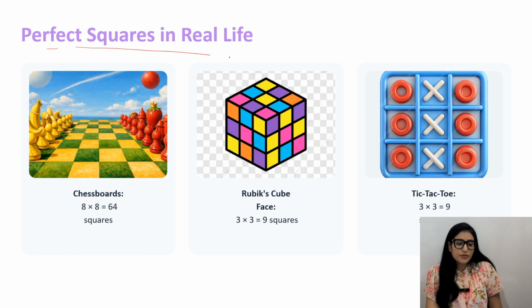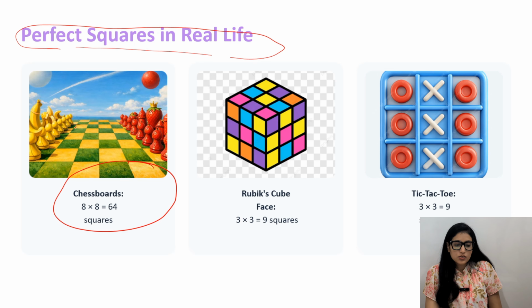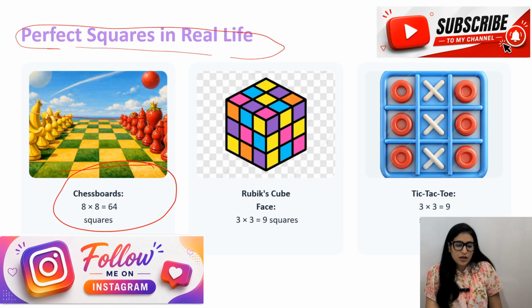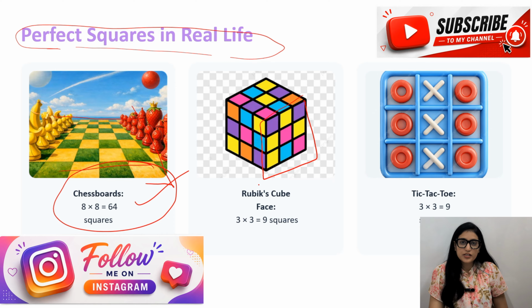Now, perfect squares in real life. See, a chessboard is the best example for it. Along its length and along its breadth, we have the same number of squares. So it is a perfect example of a perfect square. Any one face of a Rubik's cube is also an example of a perfect square. So, I hope the concept of squares and square roots is clear.